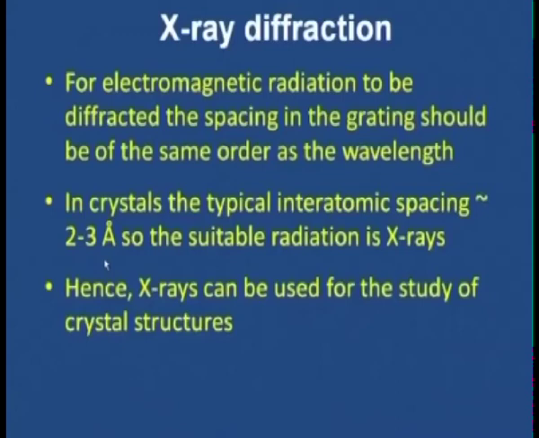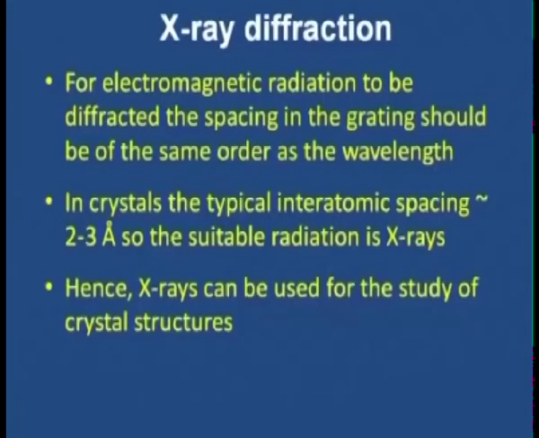So, in principle, the interatomic distance in silicon, germanium, copper, molybdenum, maybe iron, whatever it may be, all solids range from 2 to 5 angstroms. In crystals, the typical interatomic spacing will be around 2 to 3 angstroms for most solids, but strontium is an exception, where the distance is very large. Hence, X-rays can be used to study crystal structure, because the distances are of the same order.